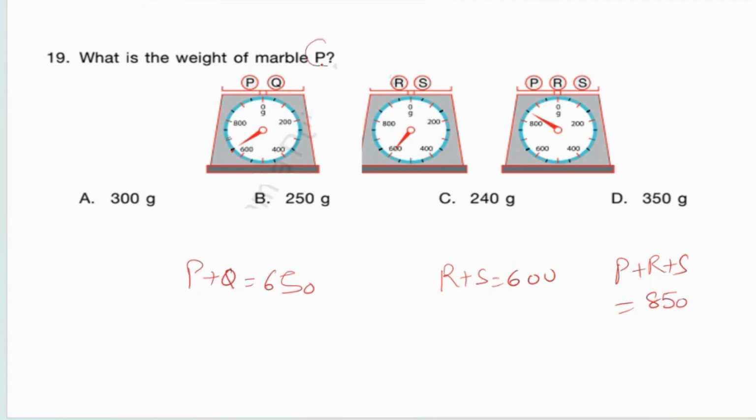But they are talking about the marble P. So if I subtract, what is given? P and Q is given, R and S is given, P, R and S is given. If I subtract R and S from it, I will get the value of P. That's correct, right? So 850 minus 600, so 250 grams will be my answer for P. Clear?